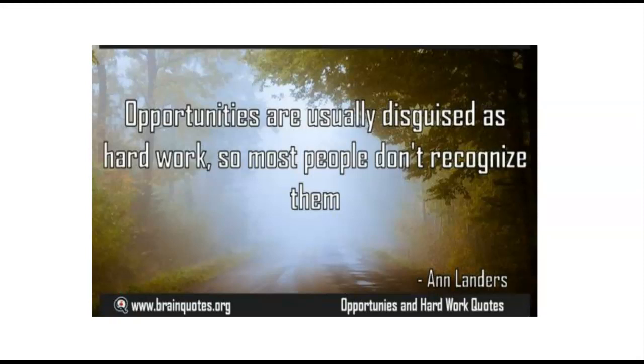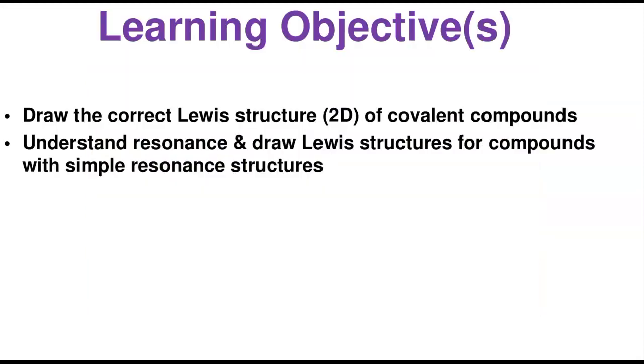And let us take it immediately to our learning objectives. Today, we have two basic things we want to address in this lecture. First, we're going to learn how to draw correctly the Lewis structure. The Lewis structure is seen as the two-dimensional structure of covalent molecules. We're going to know how to do this. And then secondly, we're going to understand what is resonance, and then we'll draw Lewis structures of compounds that exhibit simple resonance structures. All right, let's take it off from there immediately.